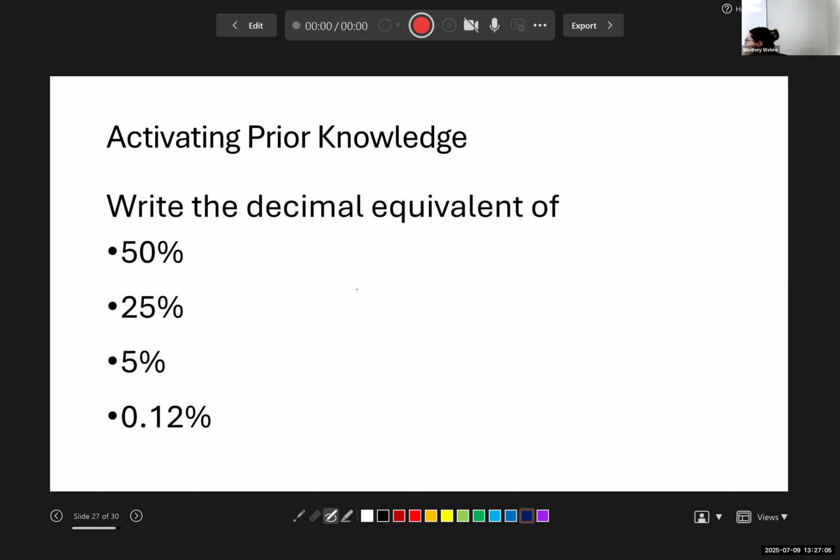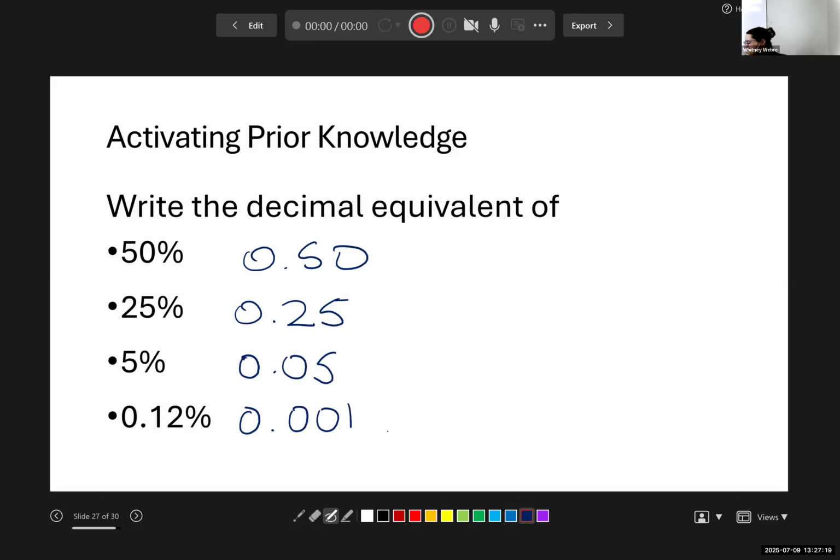What's 50 divided by 100? 25? 0.5. 0.25? 5? 0.12? Yeah. So when in doubt, use your calculator. But if you can, you just divide it by 100.